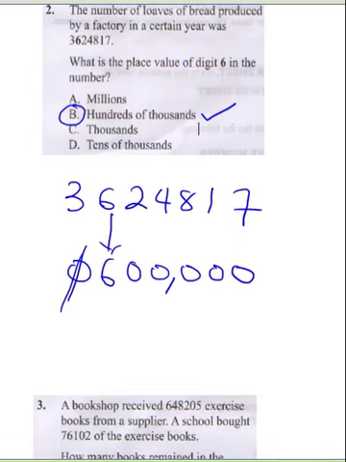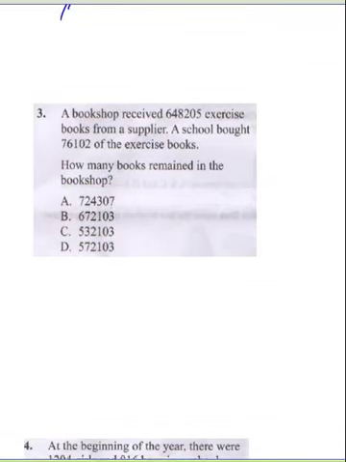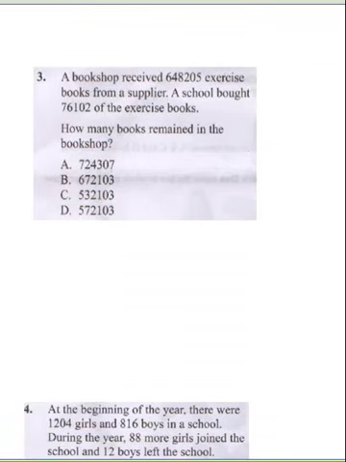So the next question says a bookshop received 648,205 exercise books from a supplier. A school bought 76,102 of the exercise books. How many books remained in the bookshop? What you just need to do here is subtract what was bought from what was supplied.